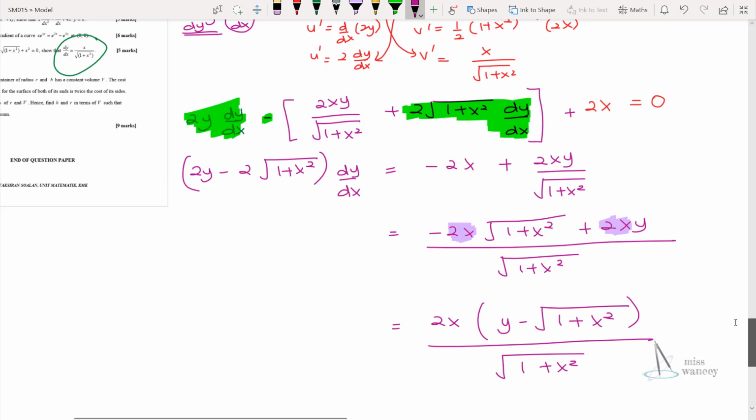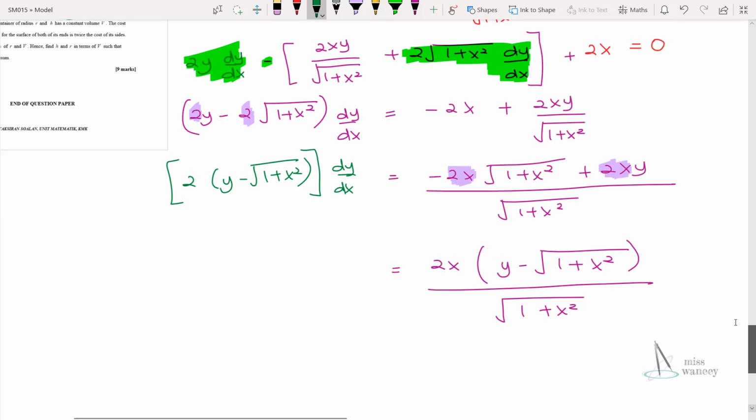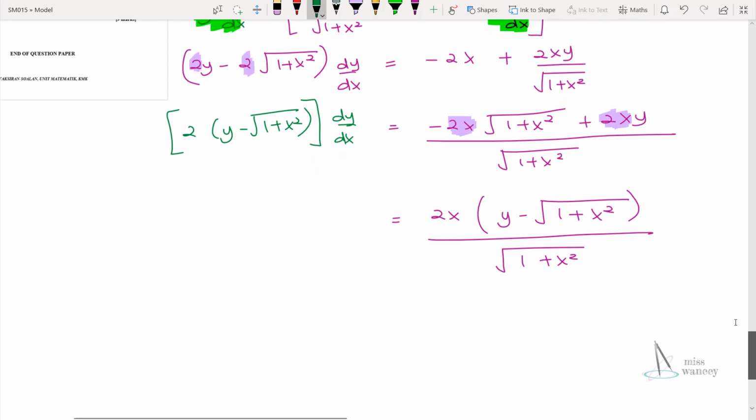Okay, so for here I do see something that is similar between them as well. So the left side also has it. So this is 2, this is also 2. So I'm going to factorize the 2 out. So I have 2, and then y minus the square root of 1 plus x square, and then dy over dx. So now I'm going to let dy over dx as the subject.